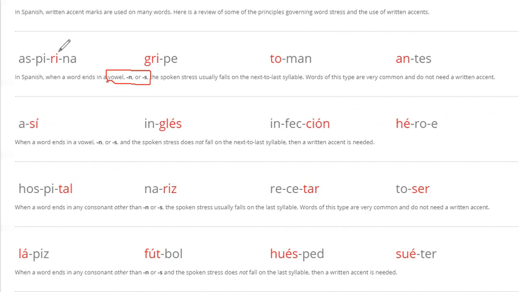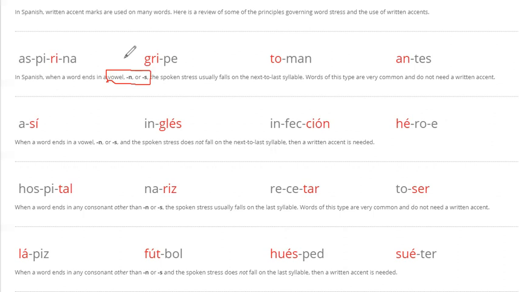This syllable is the second to last syllable. This is where the stress is. And because it ends in a vowel, this is where the stressed syllable should be. And because of that, we don't write any accent mark here. Aspirina, aspirina. It goes up right there. That's where the inflection is. So there's no need to write an accent mark because it follows the rule for words that end in a vowel, N or S.